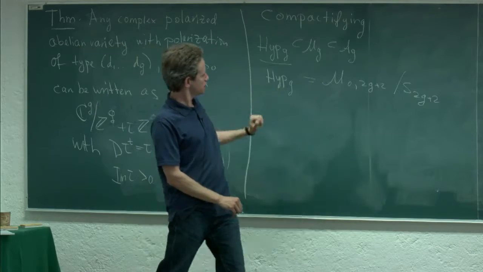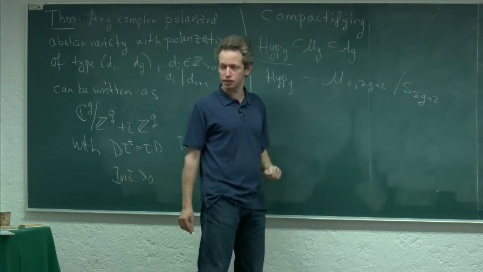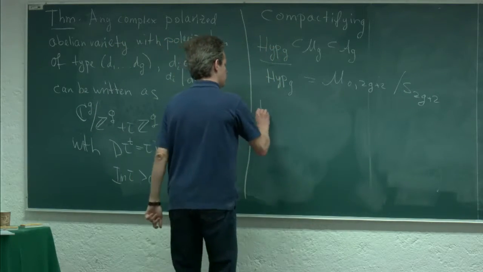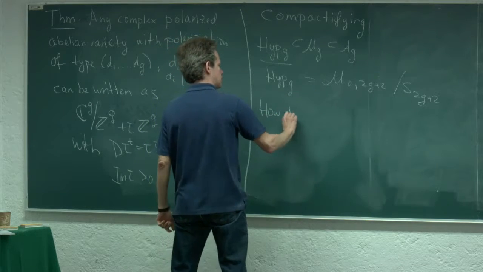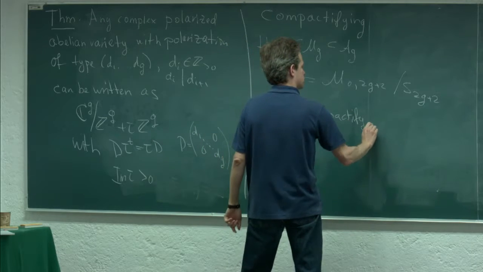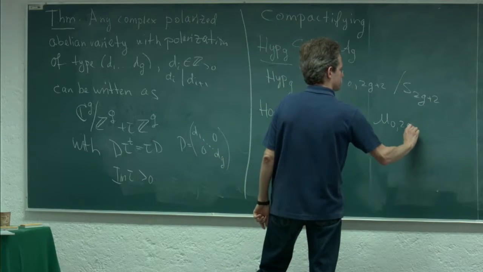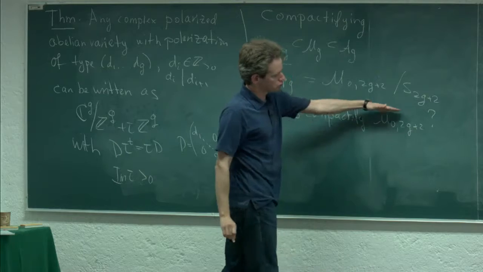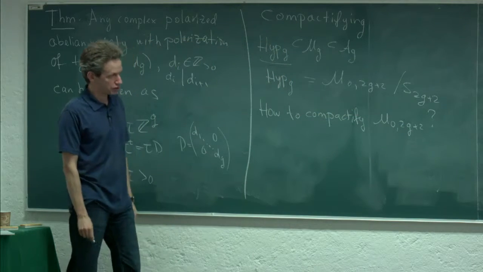If I want to compactify the moduli of hyperelliptic curves, I can compactify this. So how to compactify this? This will be our first attempt. And you know how to do this. So I should put a bar here. This will be the Deligne-Mumford compactification.